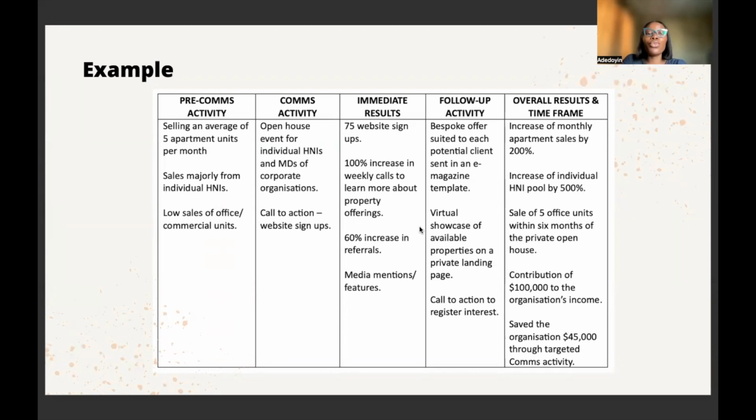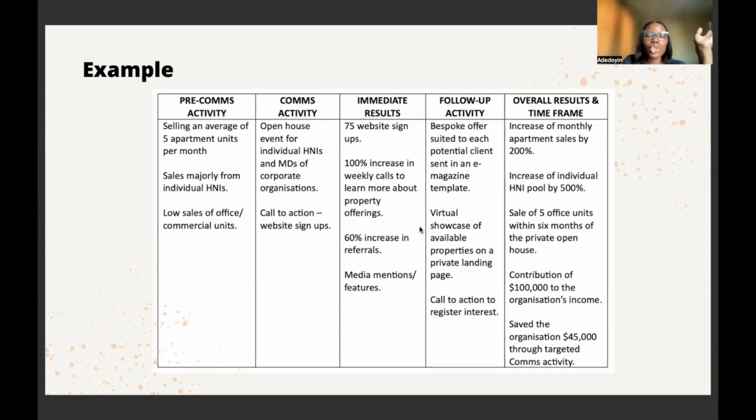And again, if you've watched any of my previous videos on YouTube, I talk about communication opportunity. There's an opportunity here to say, how can we leverage communications to grow sales of office and commercial units? What can we do as a communications team to increase the sales from 5 apartments to 10 apartments per month? There are things that we can do to contribute to that.